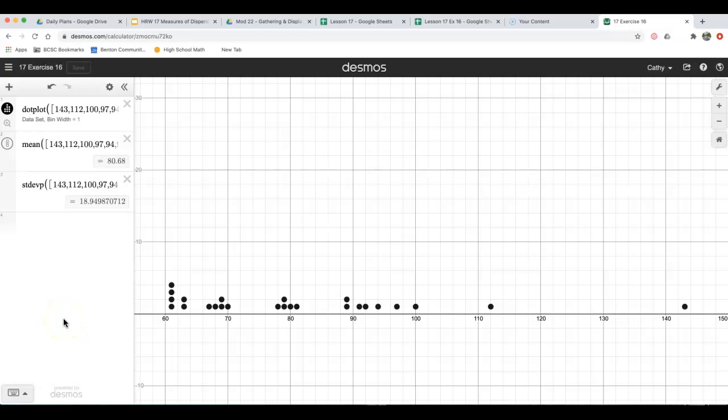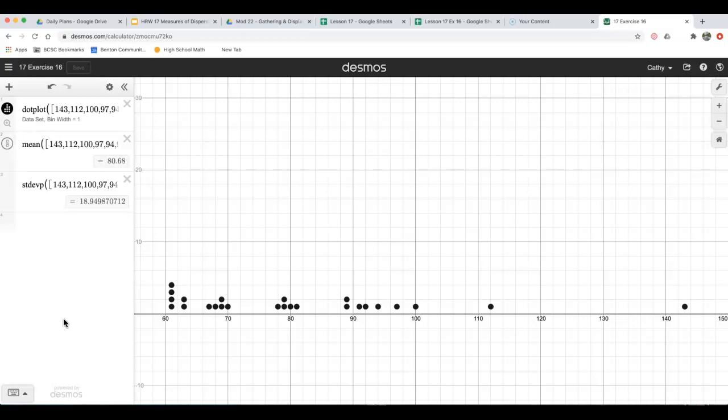Let's dig a little deeper into what measures of dispersion tell us. So I'm looking at exercises 16 through 19 on page 84 of lesson 17. And these are the number of receptions for the top 25 receivers in the NFC during the 2002 regular season.